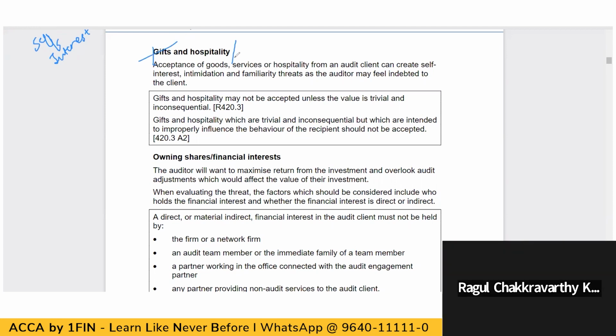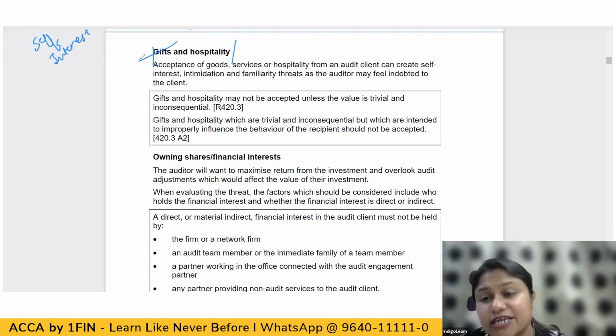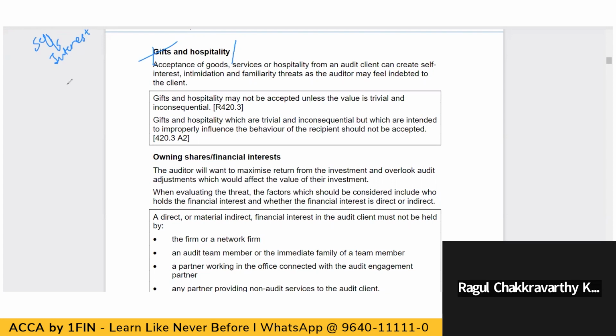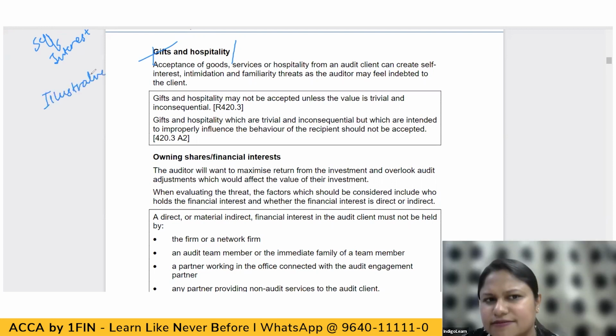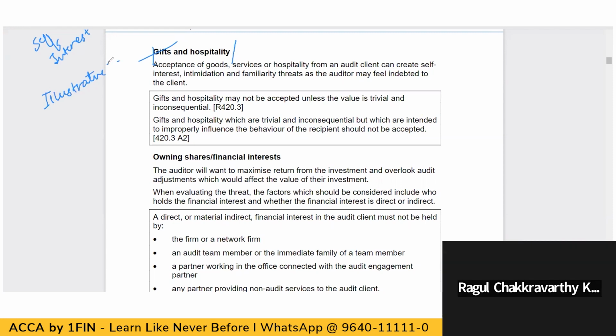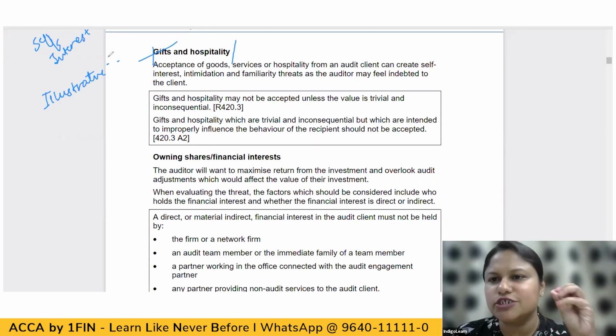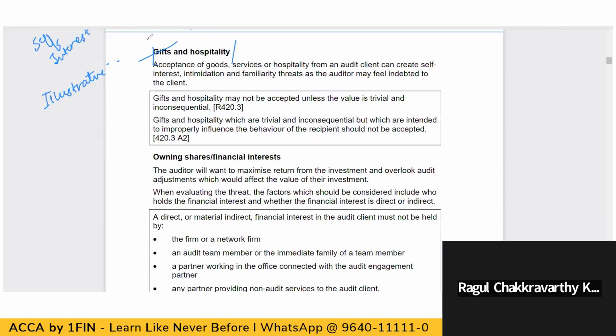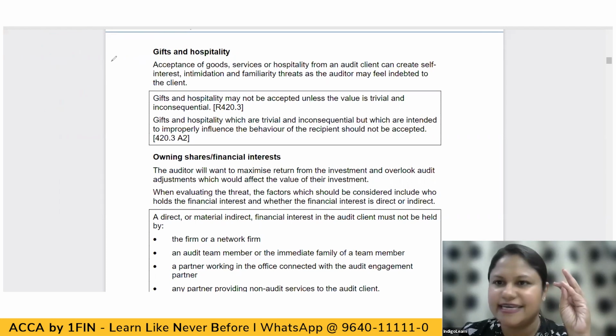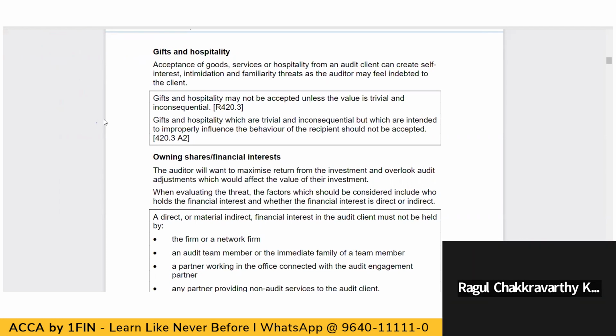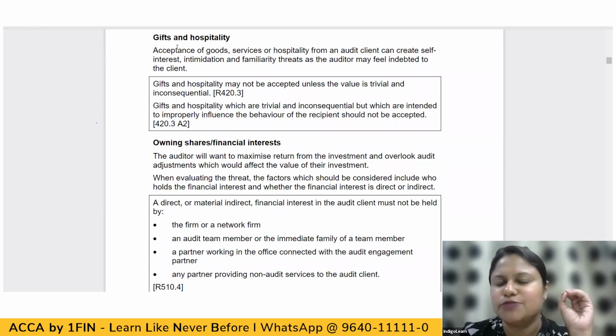Are the points under self-interest threats an exhaustive set of points? No, not exhaustive, illustrative. They're purely examples, just for you to get a clear concept of what self-interest is and which are the possible ways through which self-interest could arise. Still, they are explaining each and every situation, for example, gifts and hospitality and all that. Now, first they're telling about gifts and hospitality.